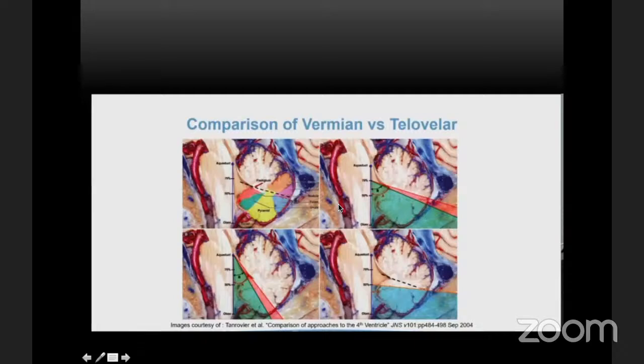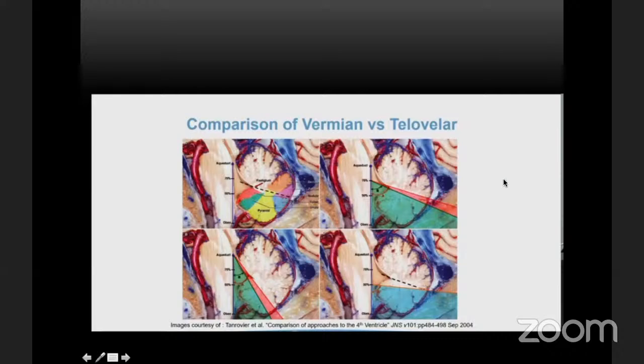So there are two approaches that are typically discussed when you're discussing a fourth ventricular tumor, the transvermian or the telovelar approach. The telovelar approach is trans-tela choroidal, trans-inferior medullary velum. Both of these approaches have been designed to gain access to the fourth ventricle, but the difference between the two approaches is that if you go through the pyramid and the uvula, meaning that you take out part of the vermis, then it's transvermian. If you spare all the neural structures and you go through the fissures, the natural corridors that are present in the posterior fossa, then it's a telovelar approach.